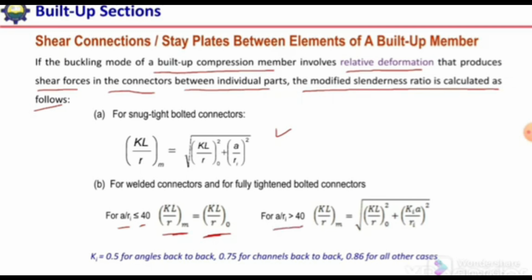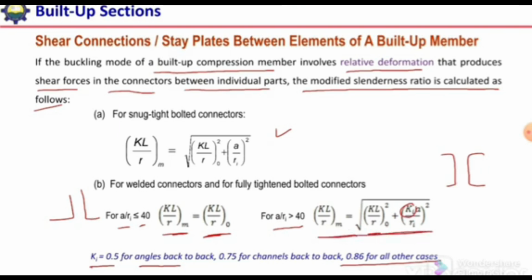But if a over ri is greater than 40, in that case we need to calculate the modified slenderness ratio as the square root of (KL over r0) squared plus (Ki a over ri) squared. Here Ki is 0.5 for angles back to back like this, 0.75 for channels back to back if the channels are like this, and 0.86 for all other cases. So by using this expression, we can calculate the modified slenderness ratio.